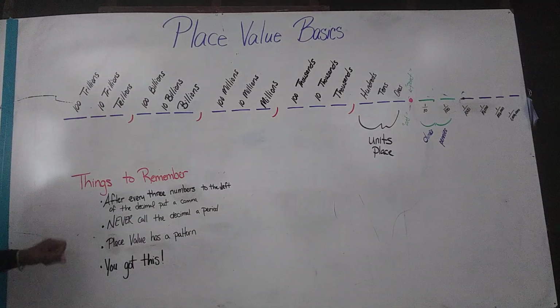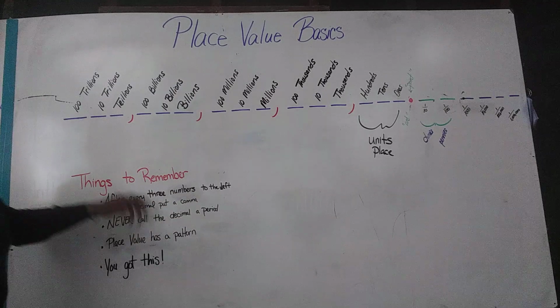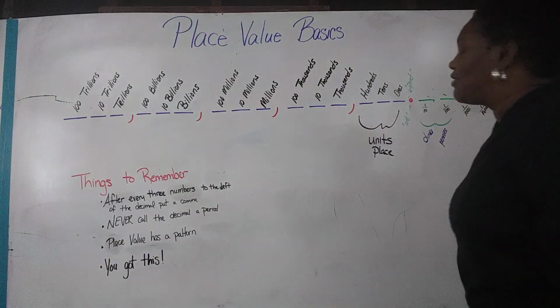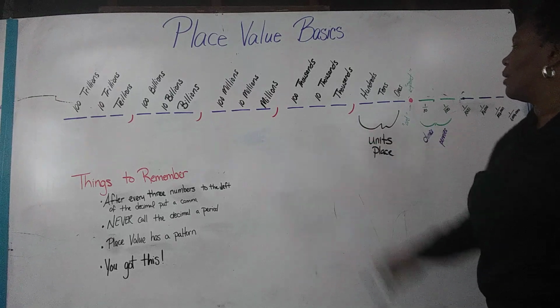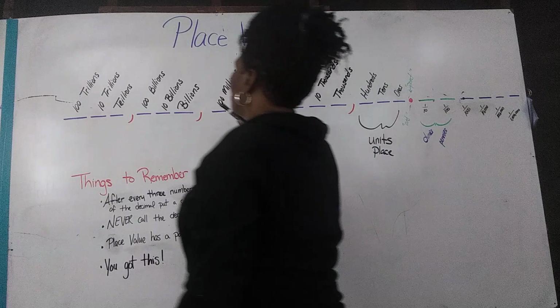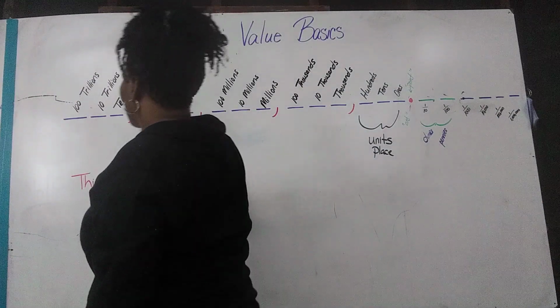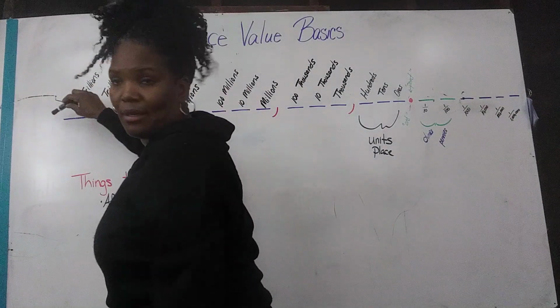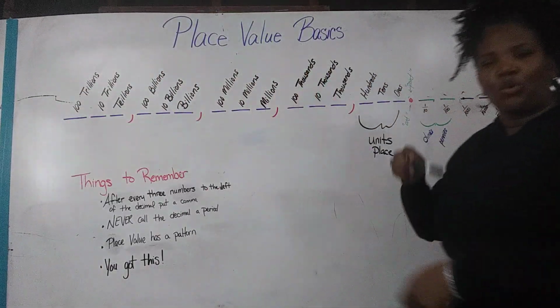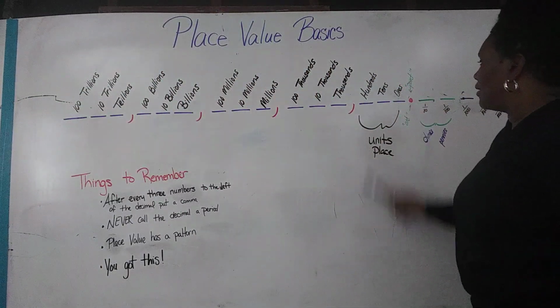Things that you need to remember. After every three numbers that are to the left of the decimal, you put a comma. 1, 2, 3, comma, 1, 2, 3, comma, 1, 2, 3, comma, 1, 2, 3, comma, 1, 2, 3, and if we were going to the next digits, we would put a comma. So there's a rhythm in place value.